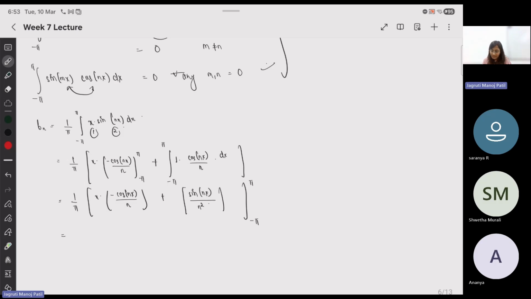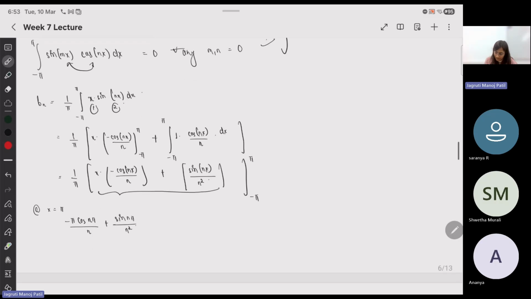Now we have x multiplied by negative cos of nx by n, and then sin nx by n square. Let's say for the first limit, the function at x equals pi, I'll only look at the terms inside the bracket. So it becomes pi times negative cos of n pi by n, plus sine of n pi by n square.